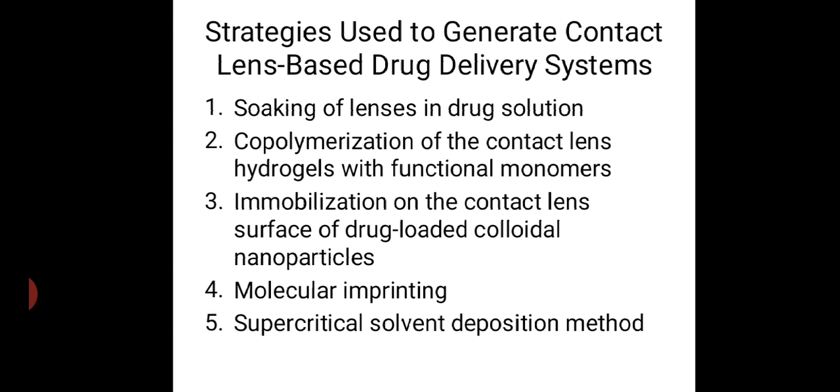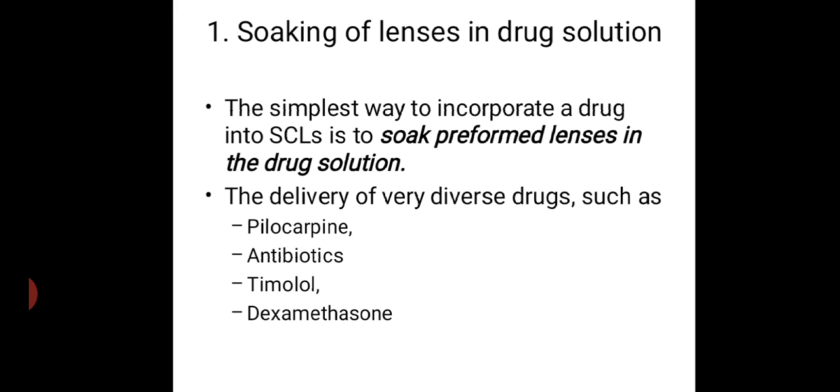Now, how to incorporate the drug into the contact lenses? Five different methods are adopted to incorporate drug into the contact lenses. These strategies include: first, soaking of lens in the drug solution; secondly, copolymerization; third, immobilization on the contact lens; fourth, molecular imprinting; and fifth, supercritical solvent deposition method. Let us discuss one by one.